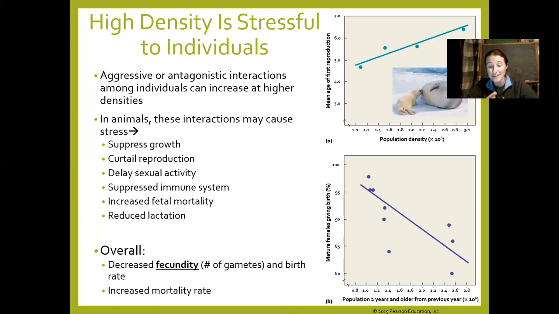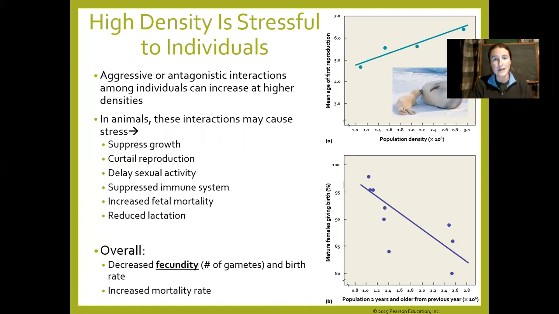The stress of these additional antagonistic interactions can increase cortisol levels, or hydrocortisone in humans, or other hormones in other animals, but essentially your stress hormones are increased. These are going to actually suppress growth. By suppressing growth, this makes it take a longer amount of time to reach a reproductive size. It might prevent you from being healthy enough to reproduce. It might delay sexual activity because you are too busy looking for resources and trying to get away from other organisms. The immune system can be suppressed by the stress itself. This makes individuals more susceptible to disease, so there might be increased mortality because of a suppression of the immune system.